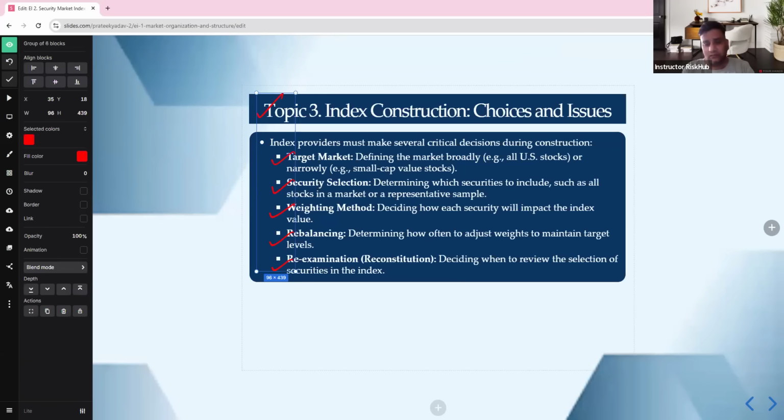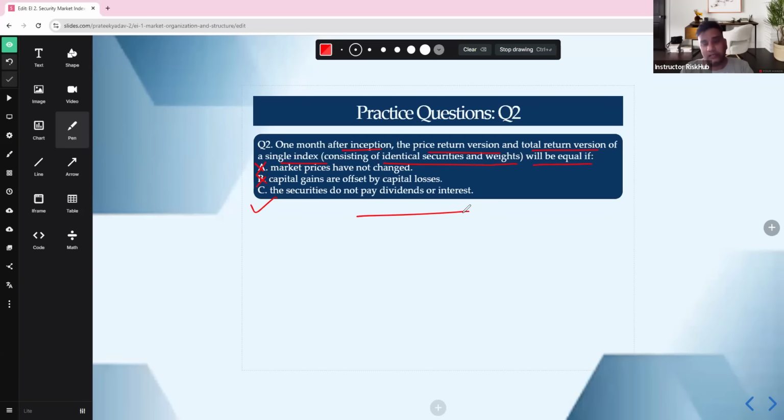Once we have done that, we go to practice question number 2. 1 month after inception, the price return version and total return version of a single index consisting of identical securities and weights will be equal if market prices have not changed. No, right? Not in this case. Capital gains are offset by capital losses. No, not exactly. Securities do not pay dividends or interest, right? So if income is 0, both returns are the same, right?